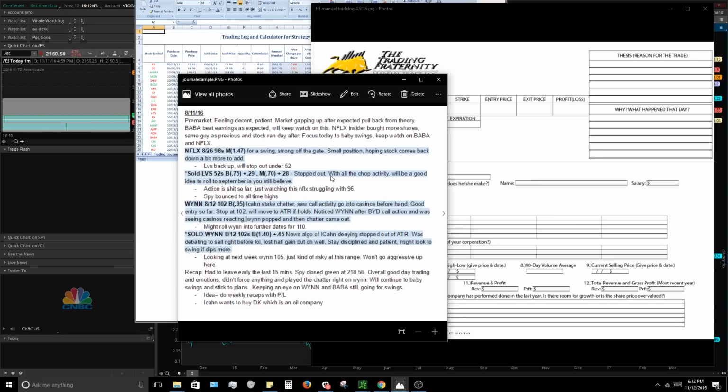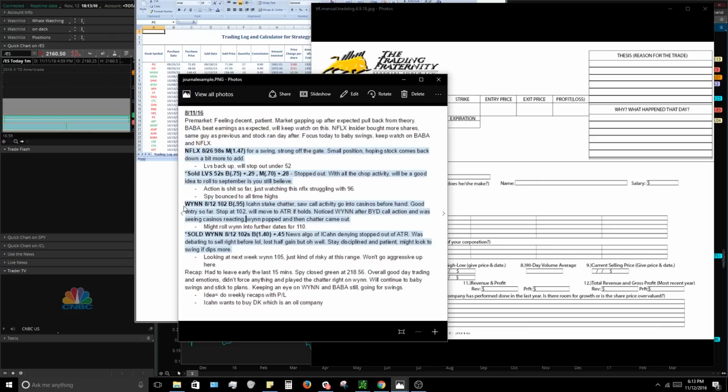It says I stopped out. With all the chop activity, it will be a good idea to roll to September if you still believe. And it's kind of funny, in the next note here I note, action is complete shit so far, just watching this Netflix struggle with the 96. So that pretty much told me I don't really believe in the trade. And as you see, the next note here, I had SPY bounce to all-time highs, which is always a good note. I always like that.